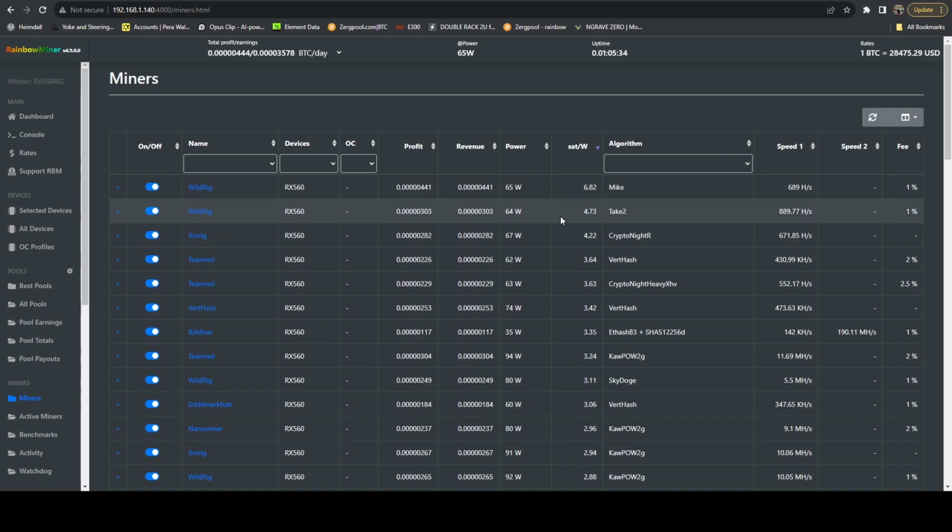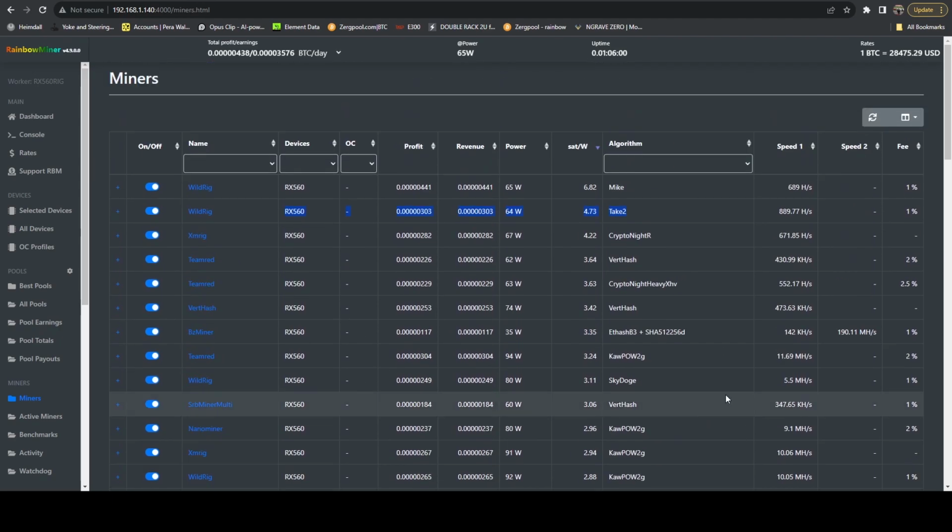Probably not a bad idea to do Ghost Rider on this card and just let it auto switch on something like Zerg Pool or Z Pool, pay you out in whatever coin you want. Even if you want Monero, you point this thing to like C3 Pool or Monero Ocean, let it mine the Ghost Rider coins and pay you out in Monero. Or with Zerg Pool, you pay out in any coin supported by Zerg Pool, same thing with Z Pool.